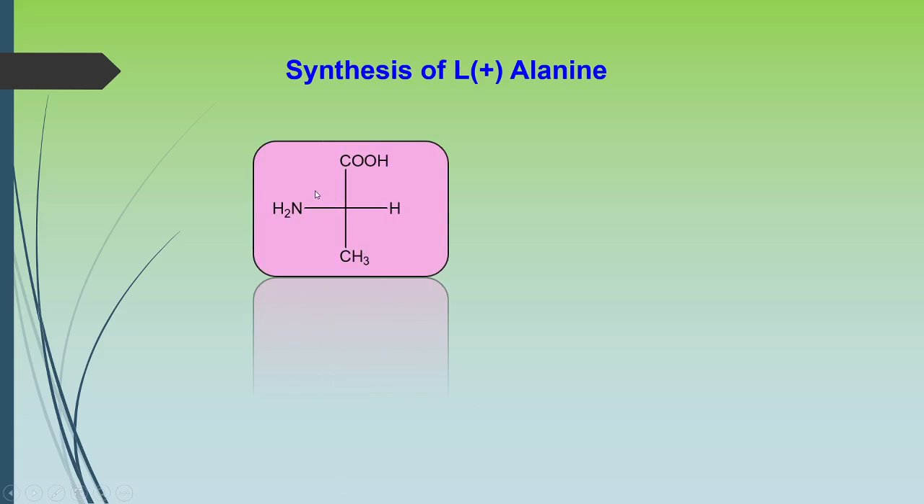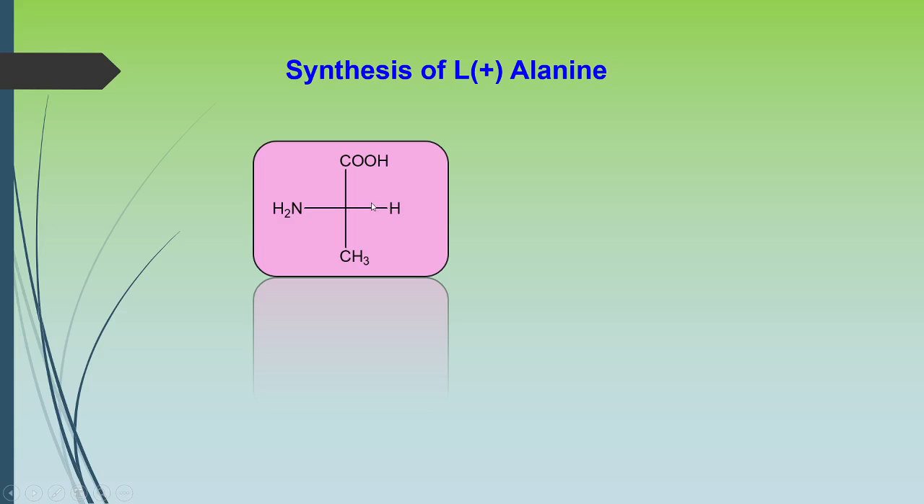Hello friends, welcome back. In the previous video, we saw the synthesis of R and S epichlorohydrin by using a chiral precursor or starting material like D-mannose and also the glyceraldehyde molecule. So our next target molecule is L-(+)-alanine. The structure for L-(+)-alanine is like this.